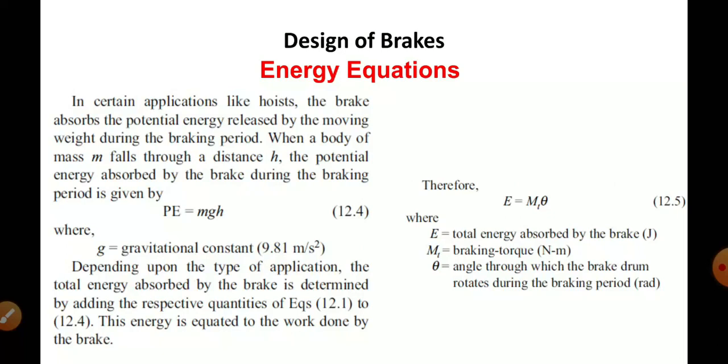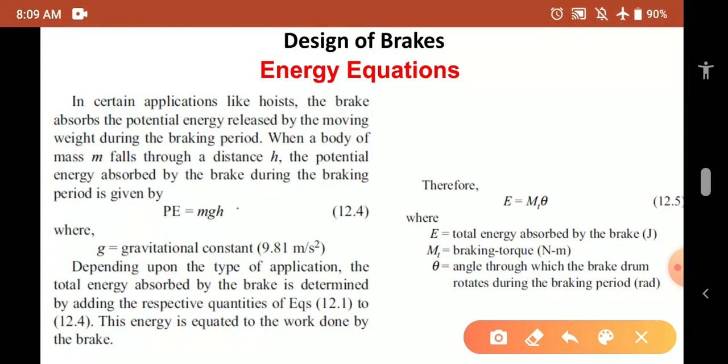In certain applications like hoists and elevators, as we discussed, the potential energy is released. When the body of mass m falls through a distance h, the potential energy absorbed by the brake system is Pe equals m g into h. As we know, the potential energy is equal to m g h, where m is the mass in kg, g is the gravitational constant, which is equal to 9.81 meter per second square, and h is the distance or height.